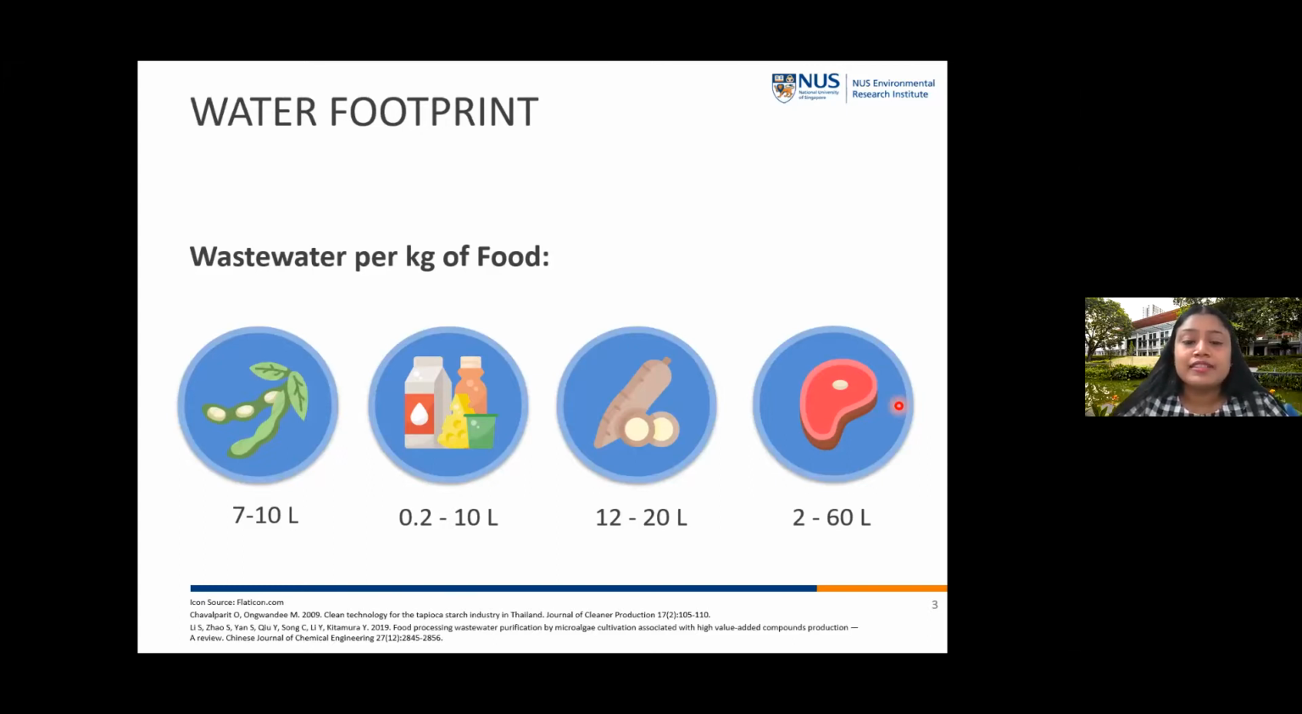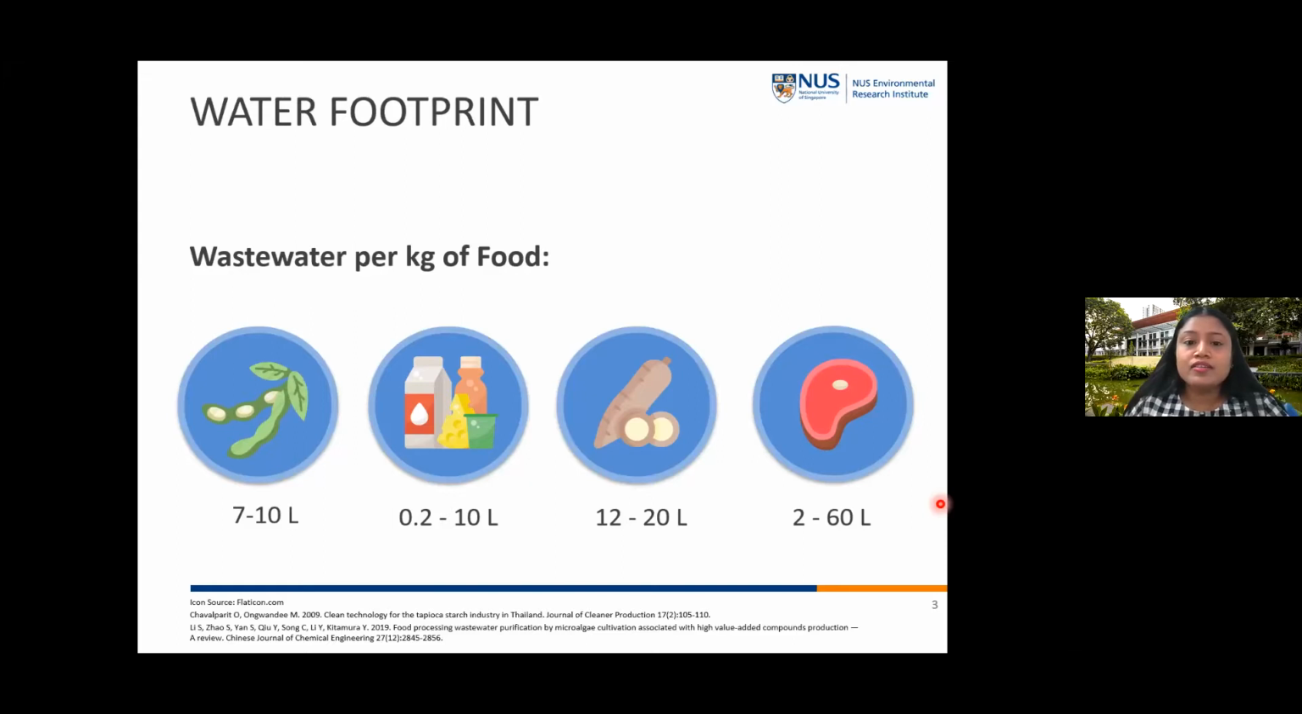The wastewater in the dairy industry can range around 0.2 to 10 liters per kg or per liter of the products that they're processing. In the starch processing industry, it can go up to 20 liters, and the same for the meat processing industry, which can produce up to 60 liters of wastewater.